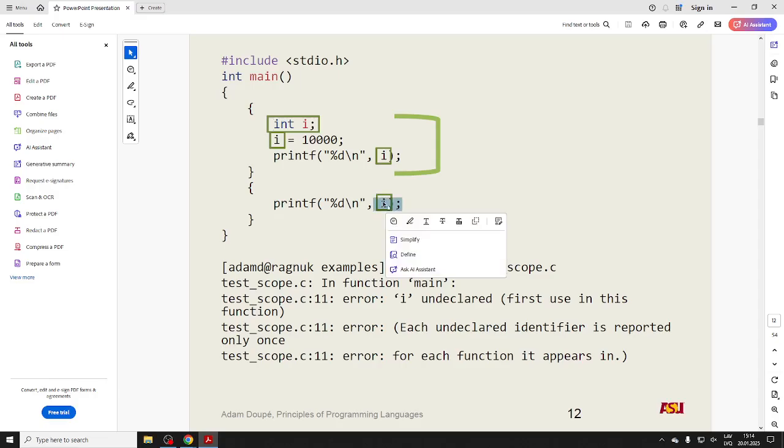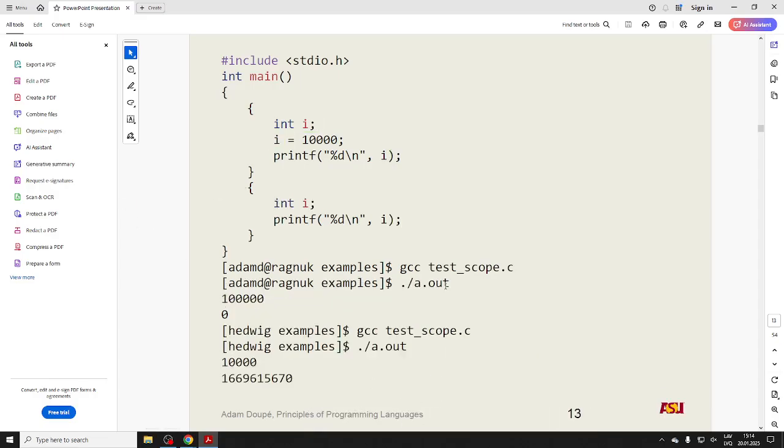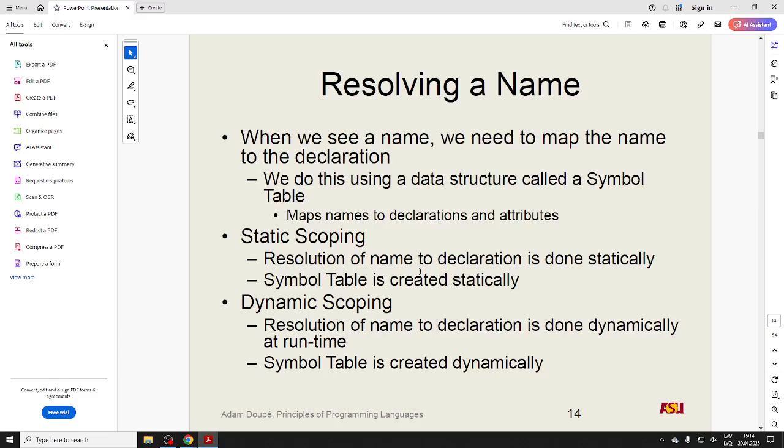You remember this from your previous course. This will be an error, because there's no i in this block. In a way, I like this. It's easy to reason about. But JavaScript has a different way of doing this.